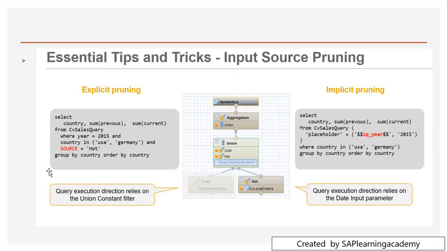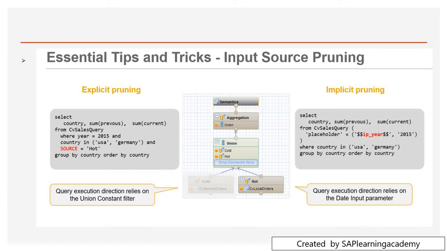So we have two kinds of pruning, one is the explicit and the other is the implicit. Explicit means here we are explicitly defining which kind of data we're going to have. Like I'm explicitly writing that I need data for 2015. So I'm defining the year here, and on the other side in the implicit pruning, I'm not defining the year. I'm just giving the placeholder, and this is the input, and I'm putting it in the query so that not all data will be picked up.